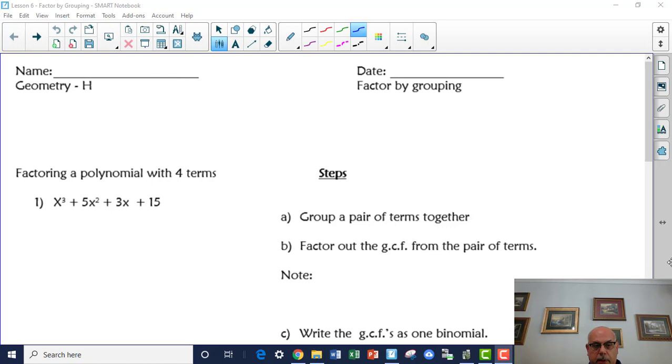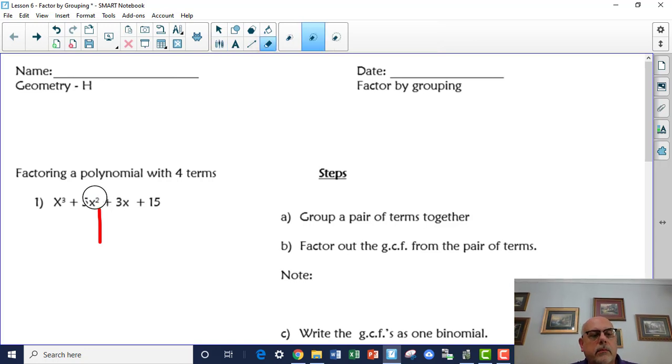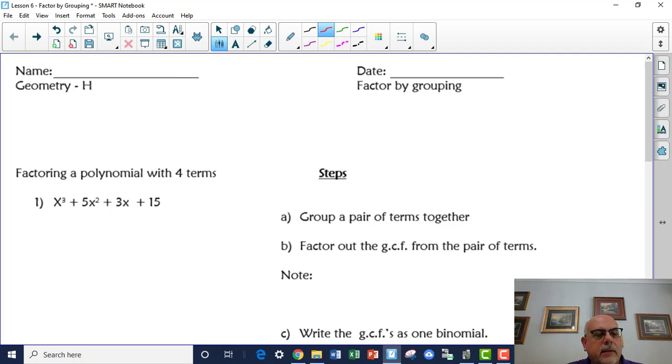Okay, what we're going to be looking at here is how do you factor a polynomial that has 4 terms. Okay, so step 1, draw a line after the second term, but don't erase the line there. Okay, after the second term but before the sign, plus or minus, for the third term.